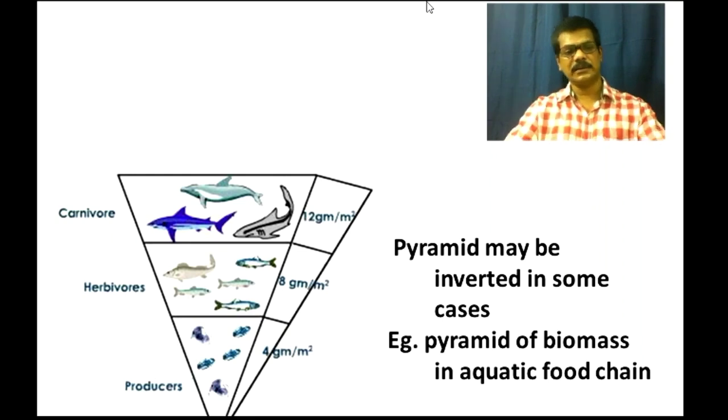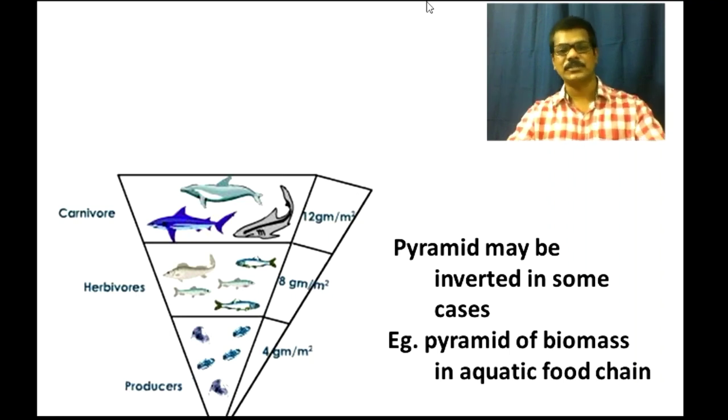For example, this is a food chain of an aquatic ecosystem which consists of producers, most of them are planktons, and on that small fishes are depending, which are herbivores. Carnivores depend on these herbivorous fishes. So in this three trophic level food chain, you can see the biomass is increasing. When compared to producers, herbivores or the primary consumers have a greater biomass and carnivores have still higher biomass, so giving the ecological pyramid an inverted shape.